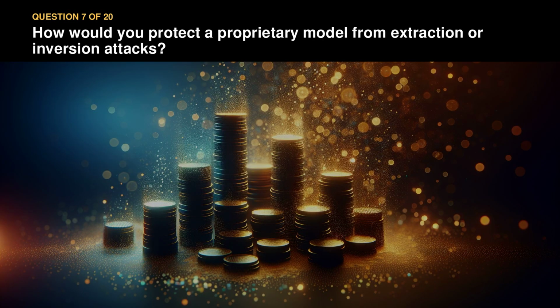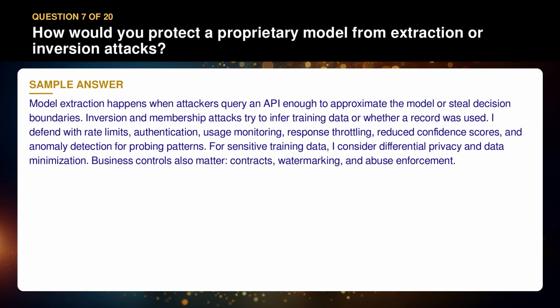Question 7. How would you protect a proprietary model from extraction or inversion attacks? Model extraction happens when attackers query an API enough to approximate the model or steal decision boundaries. Inversion and membership attacks try to infer training data or whether a record was used. I defend with rate limits, authentication, usage monitoring, response throttling, reduced confidence scores, and anomaly detection for probing patterns.